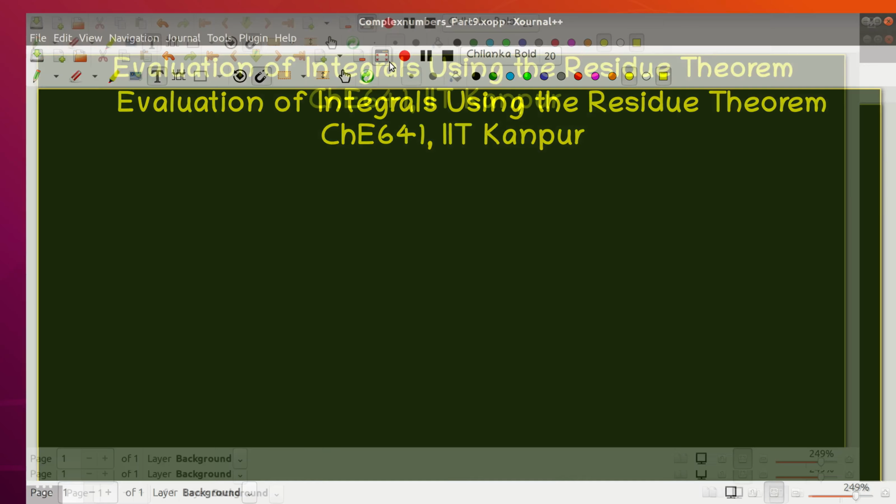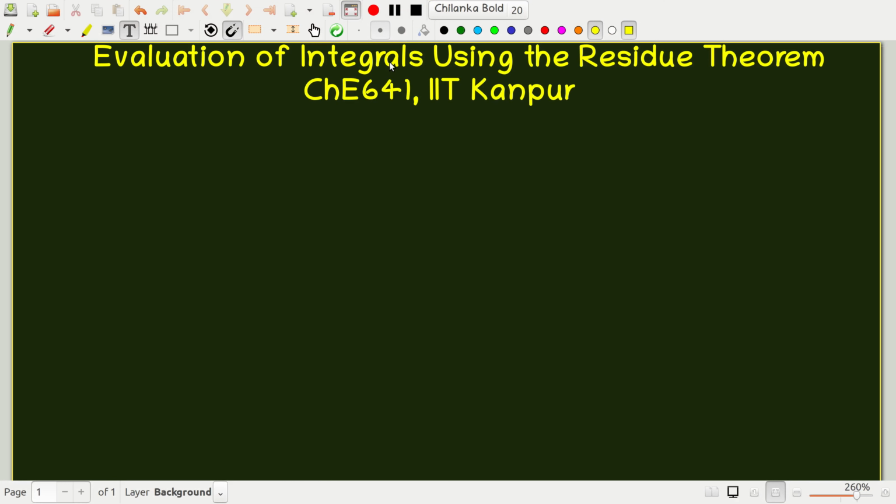Hello students, this module is about giving you several examples that illustrate how to evaluate integrals both involving real variables and complex valued variables using the residue theorem. This is a very useful topic, and we are going to see that the evaluation of integrals using the residue theorem is very useful.